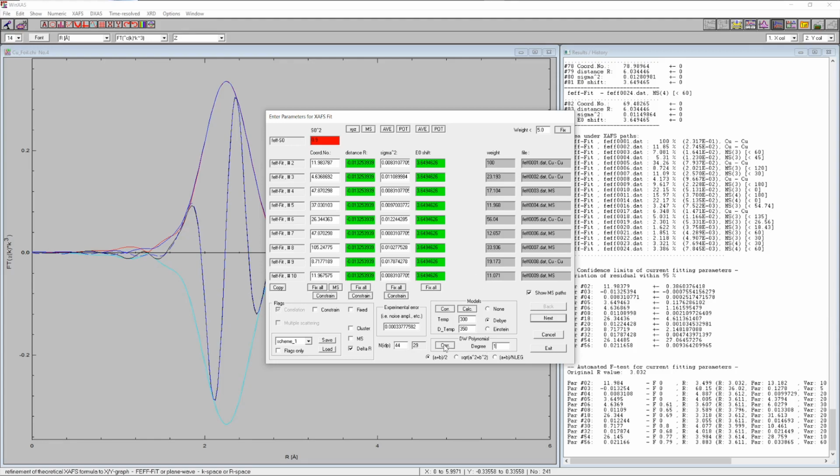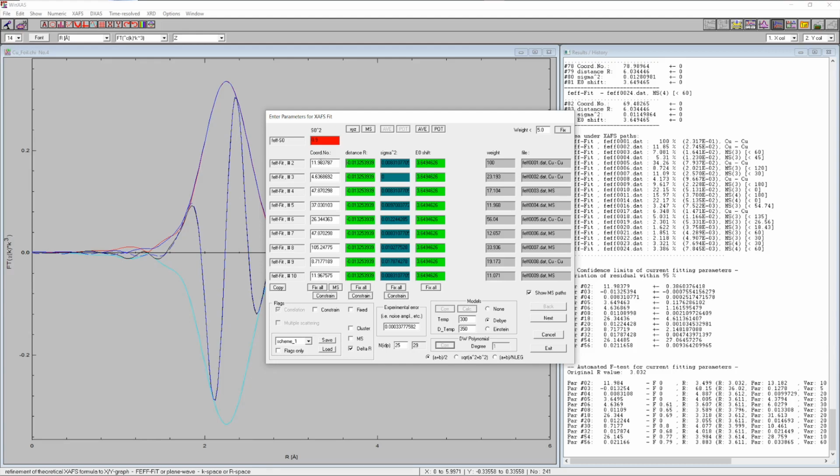So we can click on correlate now, and what it does, it changes the color, and those 2 parameters here now are the coefficients of this first order polynomial, and this polynomial then is being used to calculate the Debye-Waller factors of the other single scattering and multiple scattering paths.